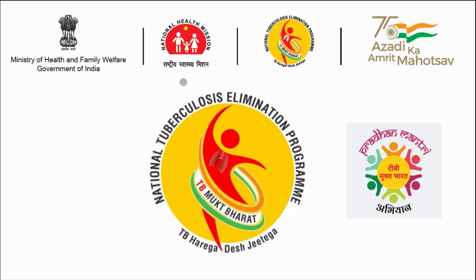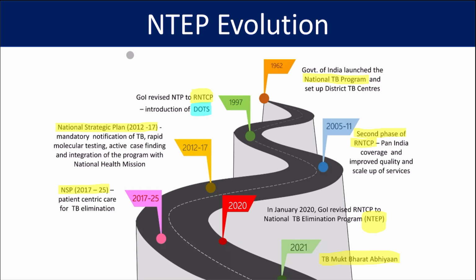So this is our National Tuberculosis Elimination Program. This is the latest badge given by the Government of India. Look here, this is TB Mukt Bharat and TB Harega Desh Jitega, right? And this is under your National Health Mission, Ministry of Health and Family Welfare, Government of India. So how did this NTEP come into play? You must be wondering that there was initially RNTCP DOTS.